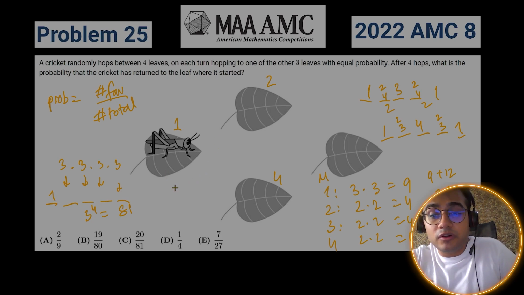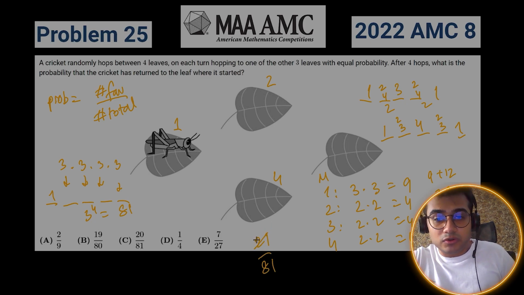So 21 over 81, what is that? We can divide both by 3. So it's 3 times 7 and 3 times 27. So the answer must be 7 over 27. So the answer is E.